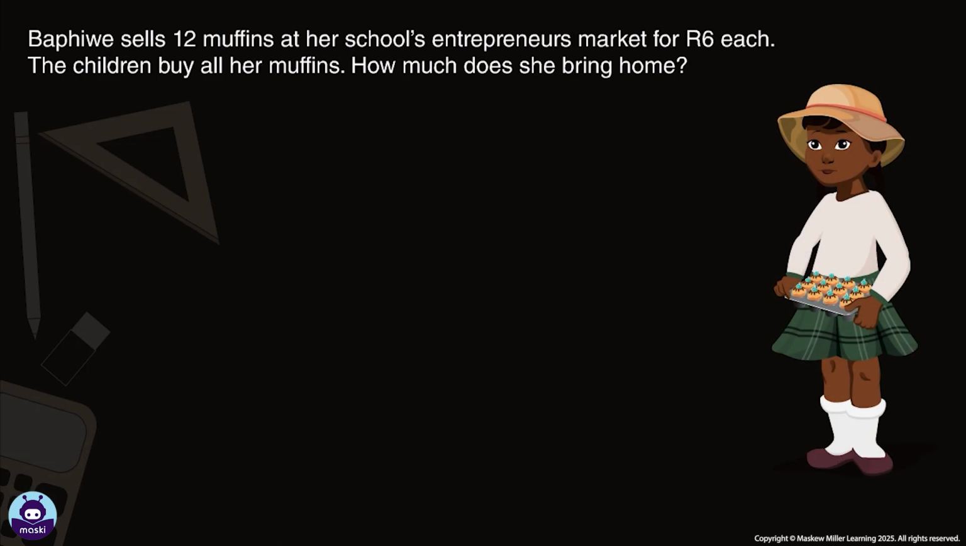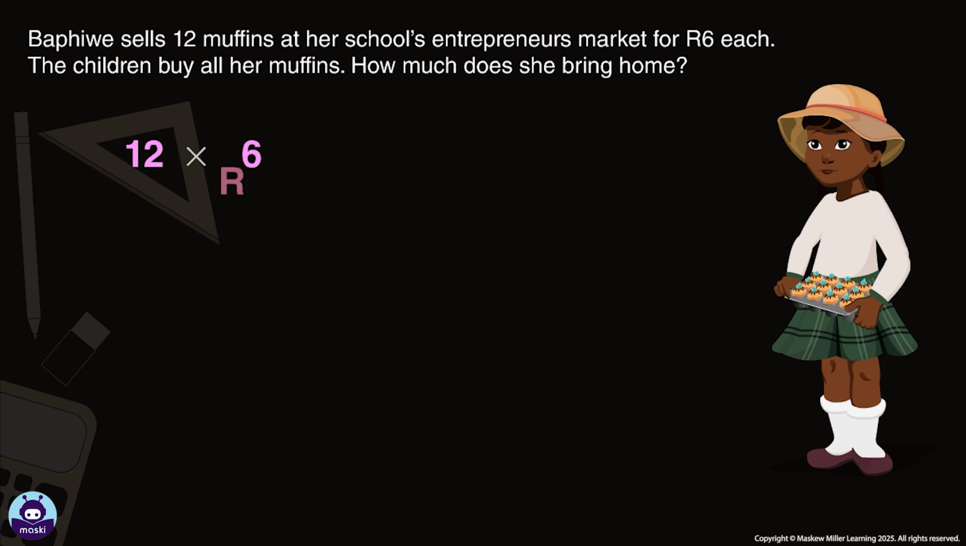Bapiwe sells 12 muffins at her school's entrepreneurs market for 6 rand each. The children buy all of her muffins. How much does she bring home? Let us write the number sentence that describes the situation. Multiply 6 rand by 12.